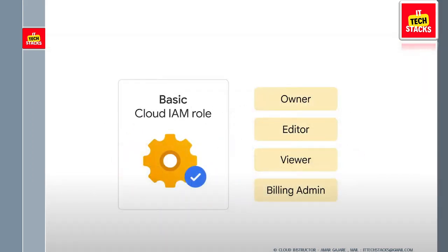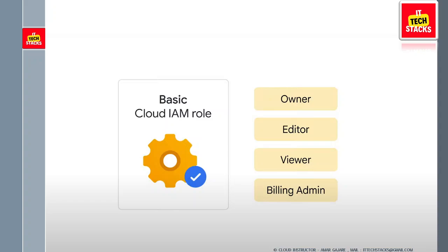Let's start with the basic role. What is a basic Cloud IAM role? As I said, basic roles are the high-level roles that Google provides. The first one is the owner, who owns the entire service and can do anything: edit, view, and handle billing. Editor is the one who can change or update the services. Viewer has only view access and cannot edit, change, or execute anything.